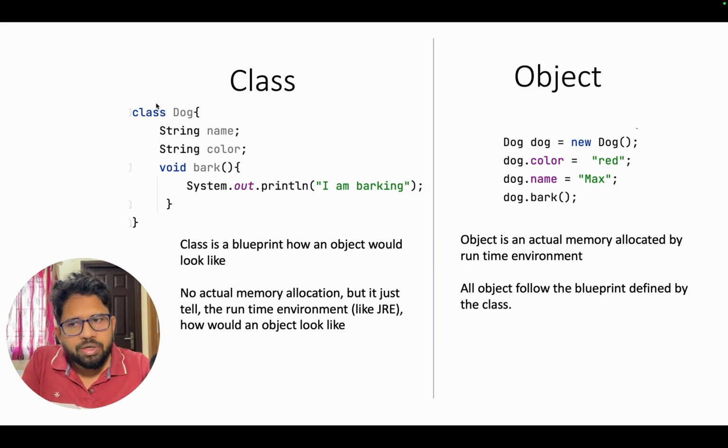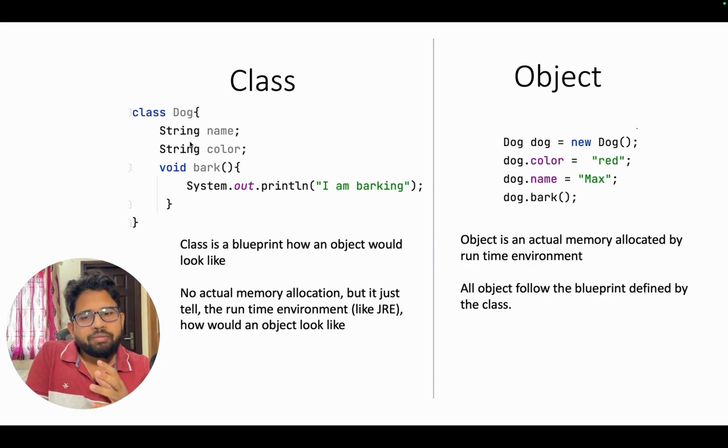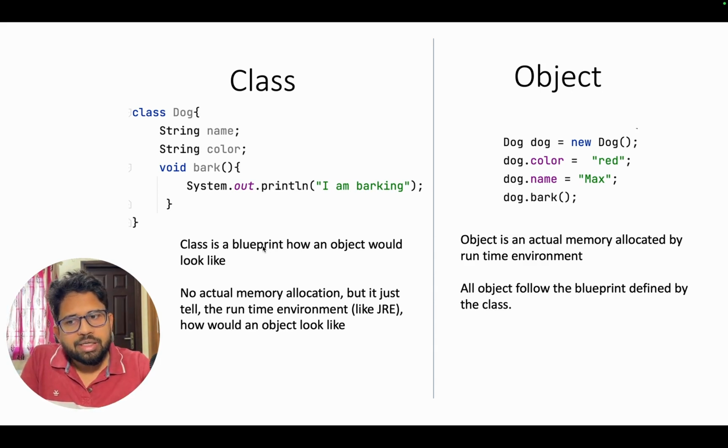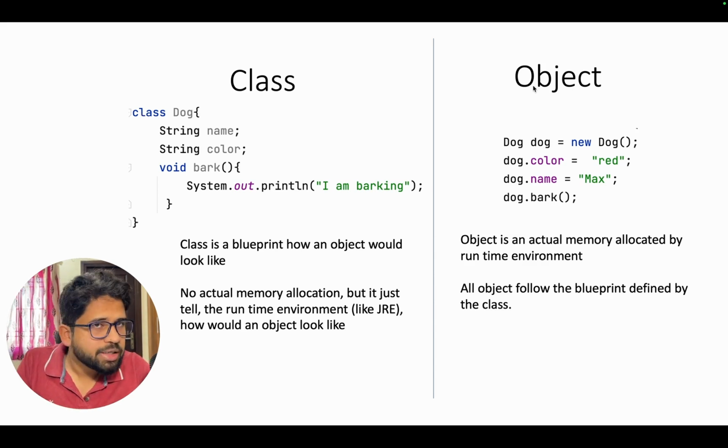For example, if you define a class named Dog with name and color, the memory will not be allocated for the class, but just a blueprint will be defined. It is just a way of telling that this is how my data is going to be structured. We have not yet stored the data. We are just telling the runtime environment and the compiler how my data is going to be structured.